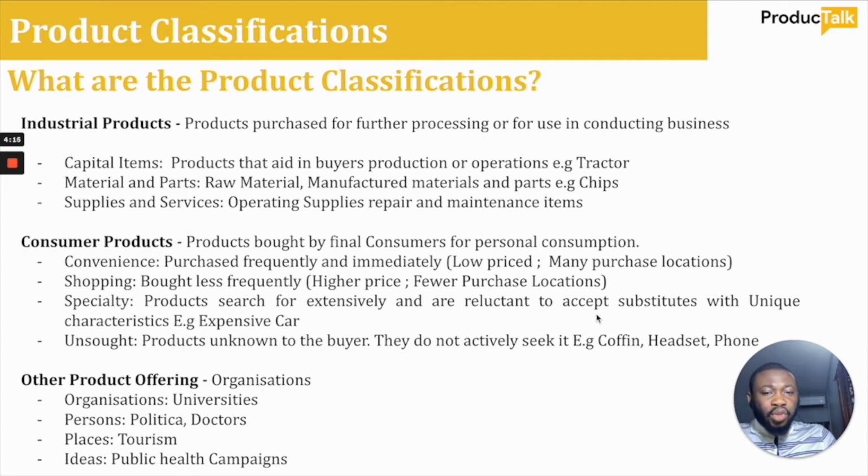Unsold products are products unknown to the buyers. Buyers don't really think about them, right? They don't actively seek it. So, for example, a coffin, you don't really want to buy a coffin. You only buy it when there's a need for it. It's not something you have in your mind.